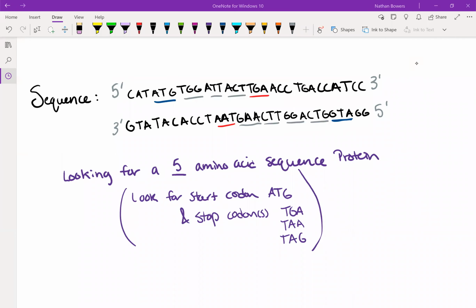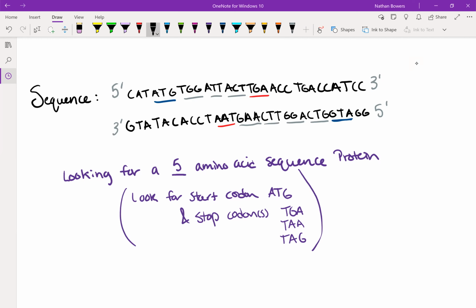Today I'm going to be talking about transcription and translation and different mutations that can occur during this that affect those processes. Whenever you're trying to look for the amino acid for a certain protein, we're going to be reading in a 5' to 3' direction to find that coding strand. Within that coding strand, we're going to start off by finding our start codon, which is ATG, underlined in blue, and our stop codons, which are underlined in red.